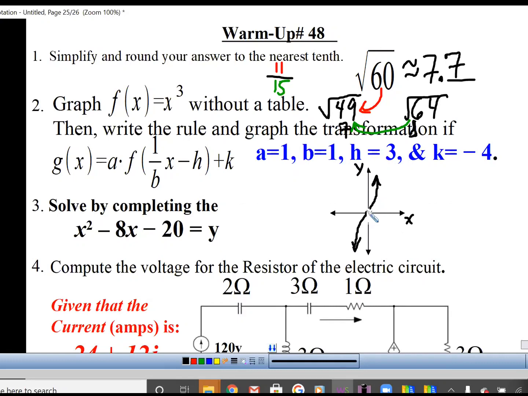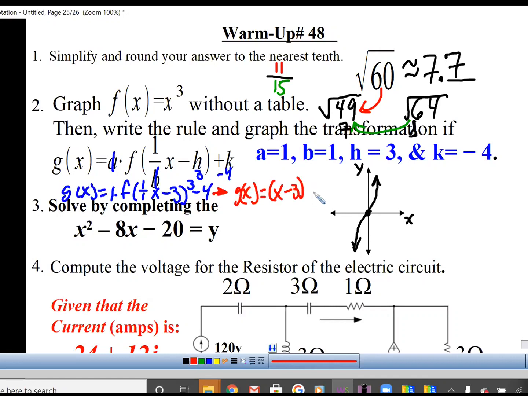So we're going to do a transformation. I'm going to move that point, and that's going to move the entire function according to these parameters. So we've got A is 1, B is 1, H is 3, K is -4. If I rewrite this, this is g of x equals 1 times f of 1 over 1 times x minus 3, and this is cubed because it's a cubic function, minus 4. If I write this one more time and simplify it, this is g of x equals (x minus 3) cubed minus 4.